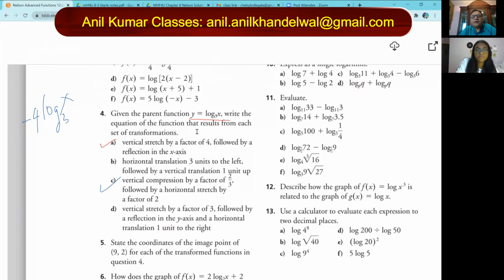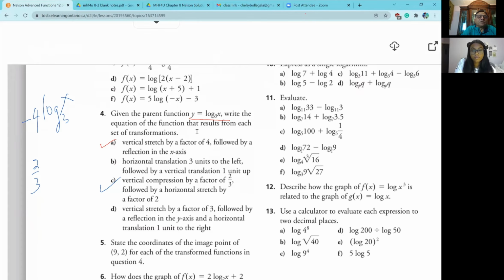Vertical compression by a factor of 2/3. So it's 2/3. Followed by a horizontal stretch. So that means log to the base 3. Horizontal stretch by a factor of 2/3. So what will come inside? 3/2, right? So you'll flip it. Oh, sorry, 1/2. Yeah, I'm reading this again. Sorry, 1/2, 1/2. Okay, you're right. I read that as 2/3. Okay, great. So let's move on to question number 5, please.